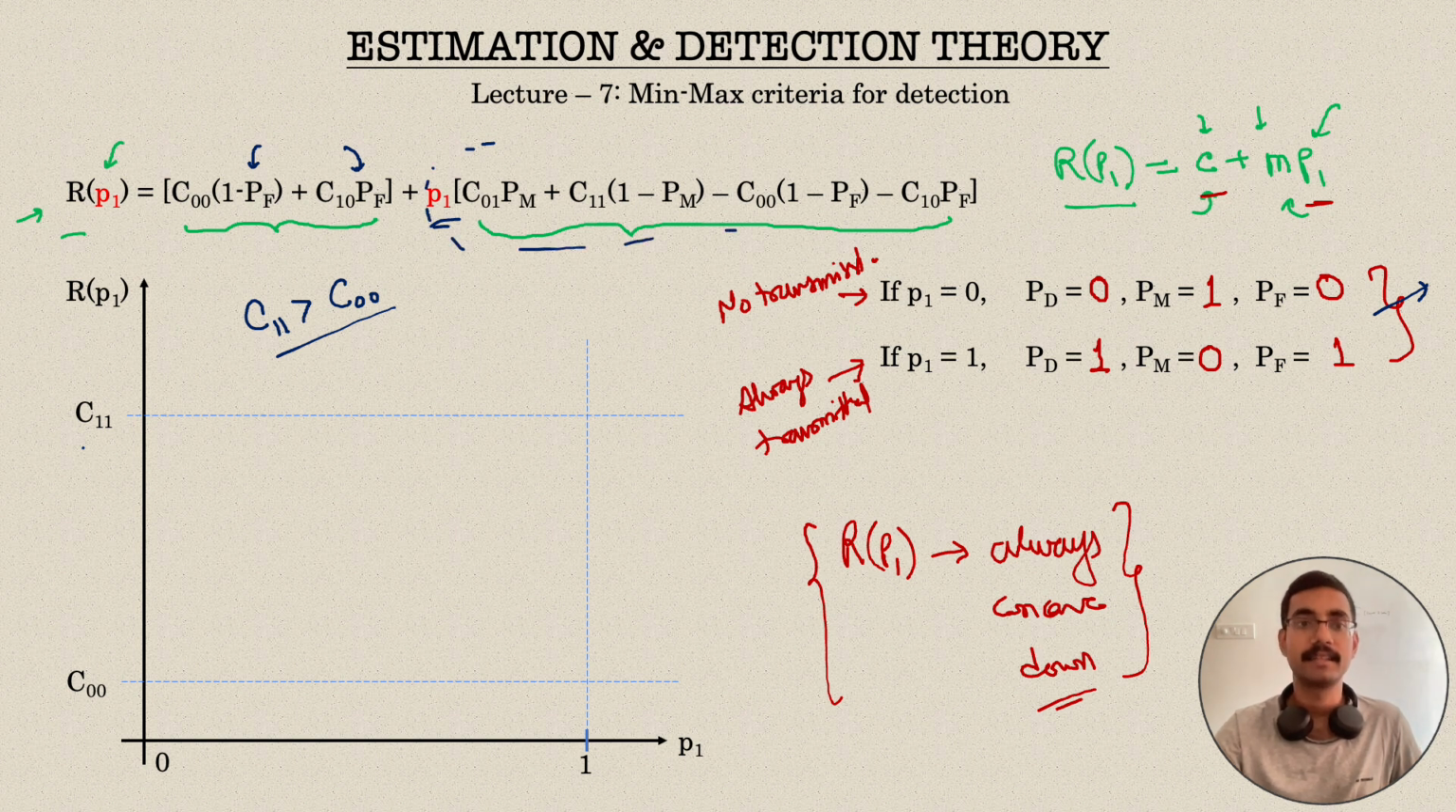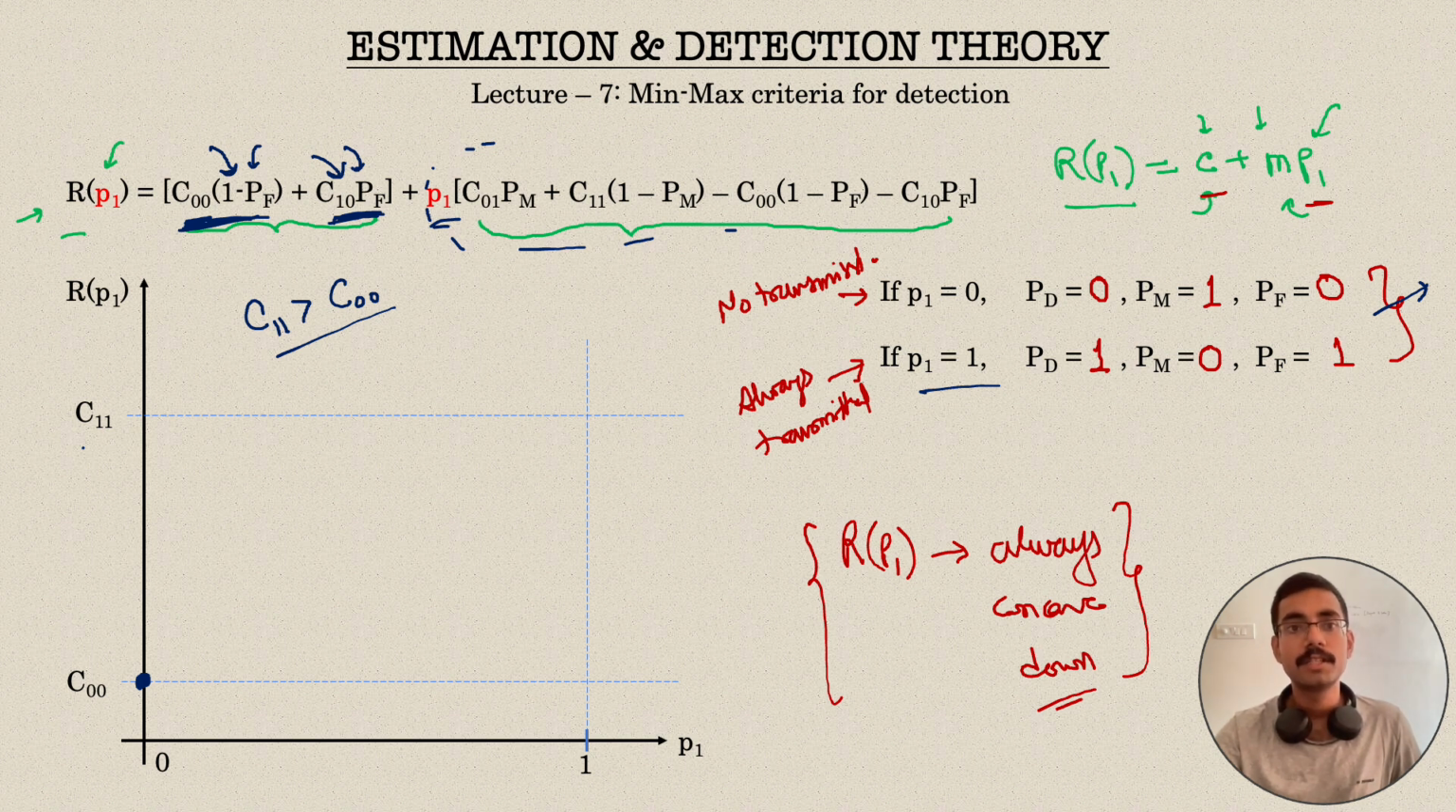This entire term gets cancelled. PF from here gets cancelled. So here you are left with only C00 like this. Okay. And if you move forward, if P1 is equal to 1, you see PD is equal to 1, PM is equal to 0, PF is equal to 1. So if PF is equal to 1, this entire term will be cancelling. You would be staying with C10 here.